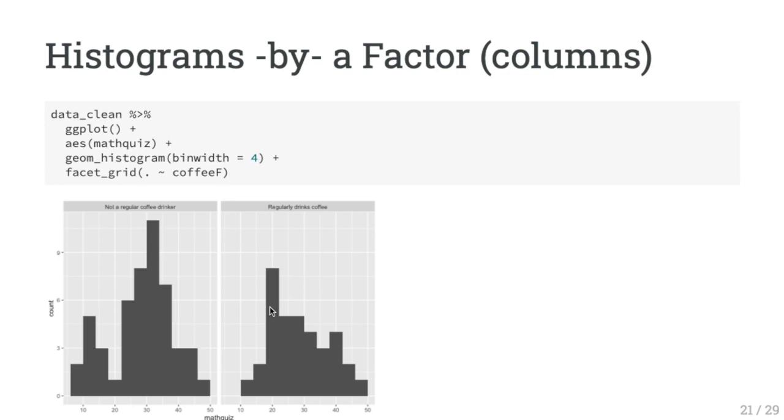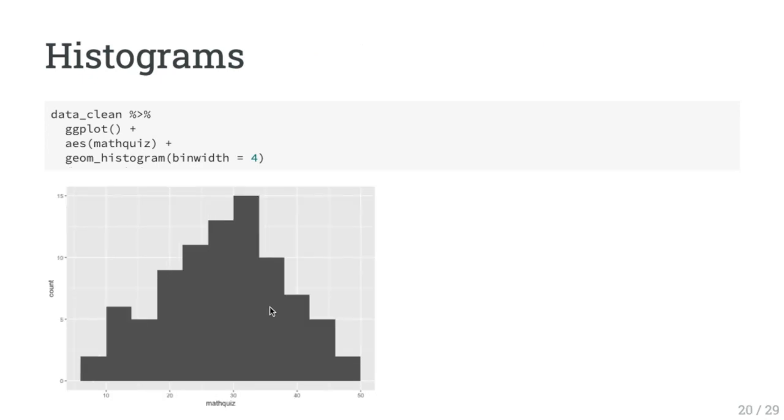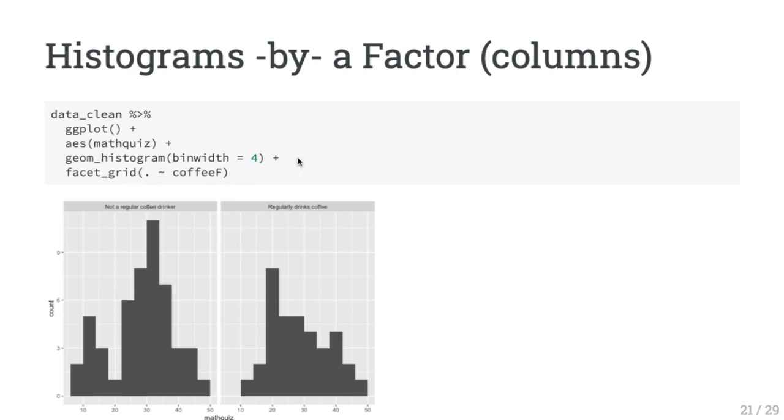We also can do it by a factor. So what we can use is what's called a facet. Now, a lot of times we're trying to understand maybe how math quiz acts depending on some other variable. So what we can do is we can add one more layer. So we do a plus, and then facet grid. That just means we're going to facet them on a grid. And then the dot tilde, that's that funny little thing that's in the upper left-hand corner of your keyboard. And then the variable we want to facet by.